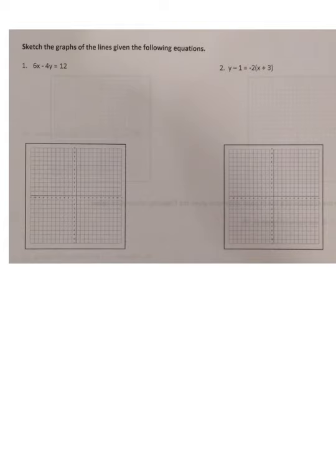Okay, so to sketch the graphs, we need to get both of the equations, number 1 and number 2, in y equals mx plus b form. So what I am going to do is subtract the 6x over to the right-hand side, and that's going to give me negative 4y equals, and to put it in mx plus b form, I'm going to put the negative 6x first, and the 12 never moved, and that was a positive 12, so I'm going to just keep it as such.